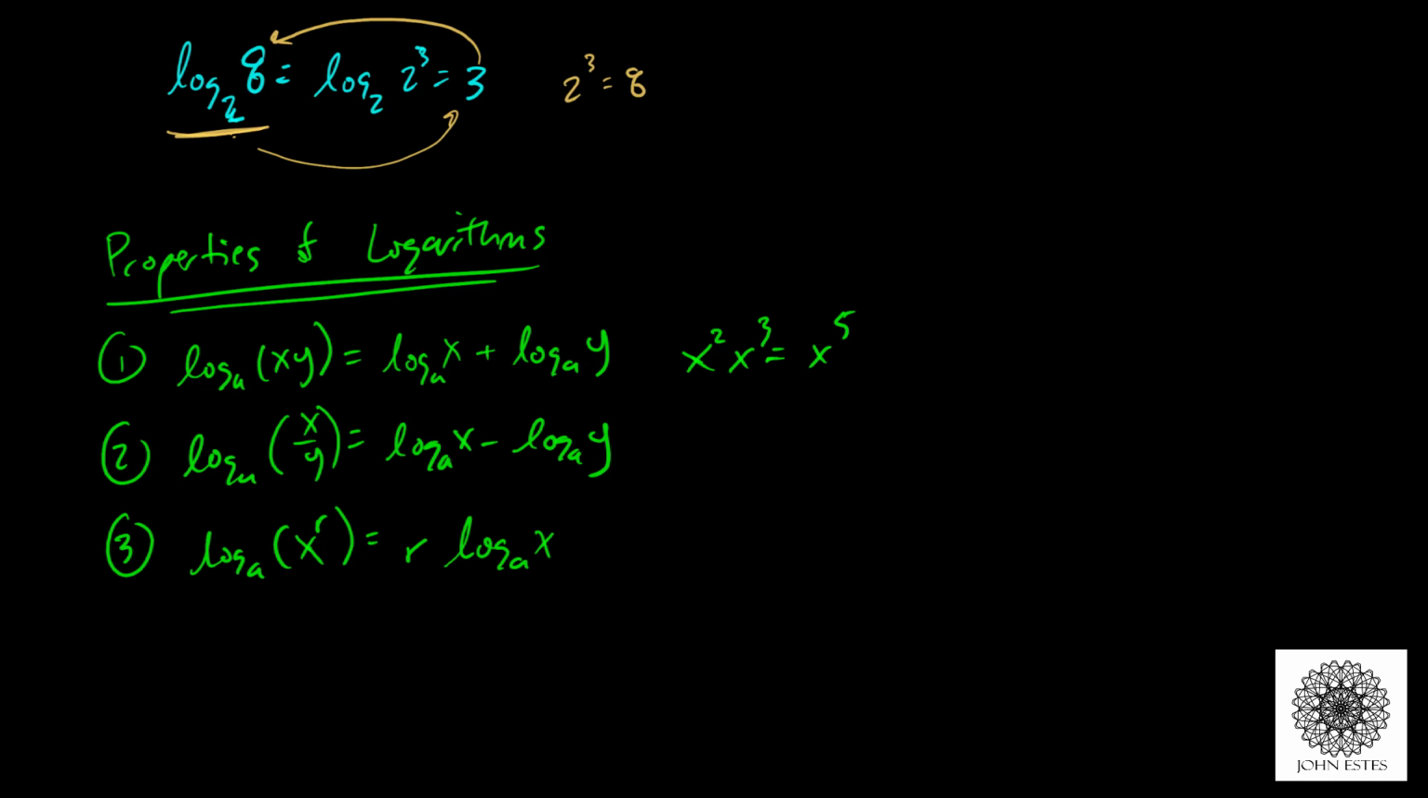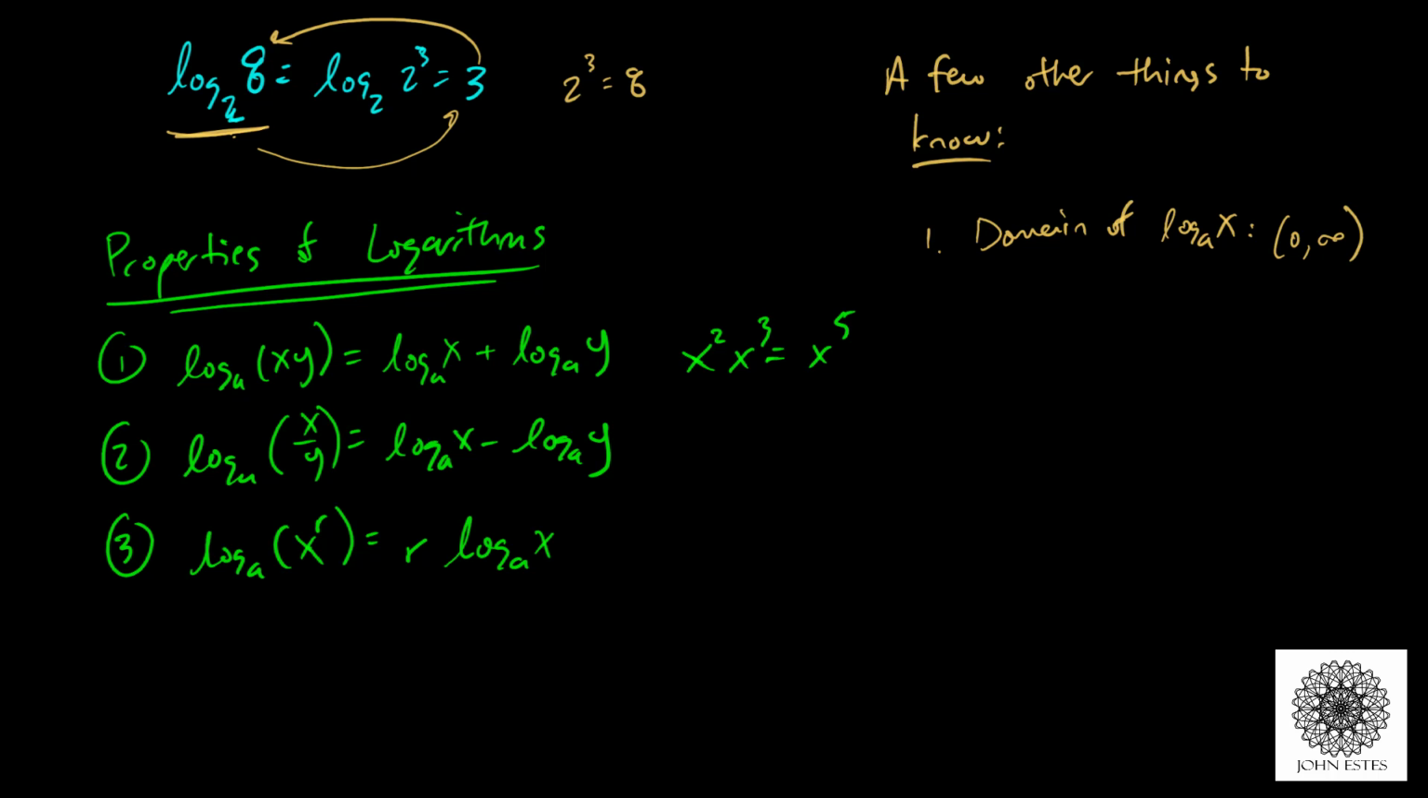Okay, now I'm going to add a few other things we need to keep in mind that are just common things. You've seen them already, but a few other things to know. So first of all, if I'm talking about the domain of logarithm base a of x, that's going to be 0 to infinity. Okay, and the 0 is not included here. Another thing is log base a of 1 will always be 0, regardless of what your base is, because a to the 0th power is 1.